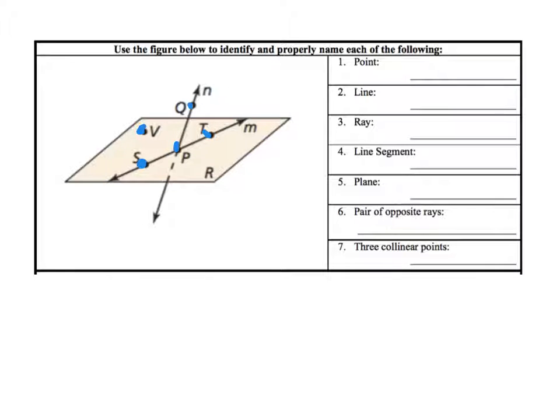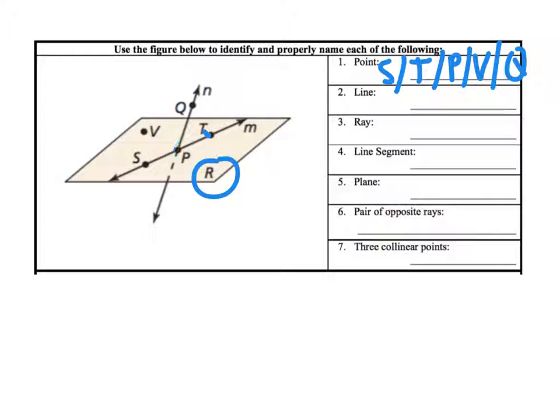My options for this one would be S, or T, or P, or V, or Q. Those are all points. You just need one letter, so any of those options would work. The one you can't choose is R, because R does not have a dot next to it. R is actually a name for your plane. It is not the name for a point.